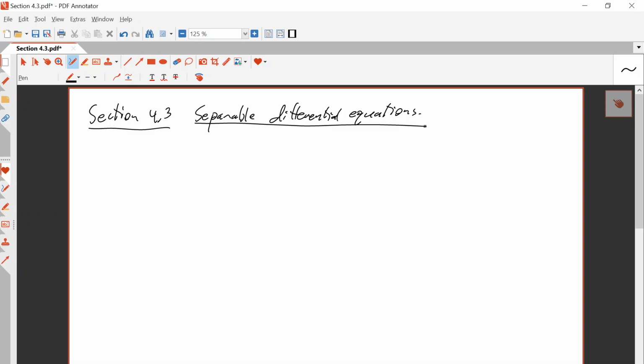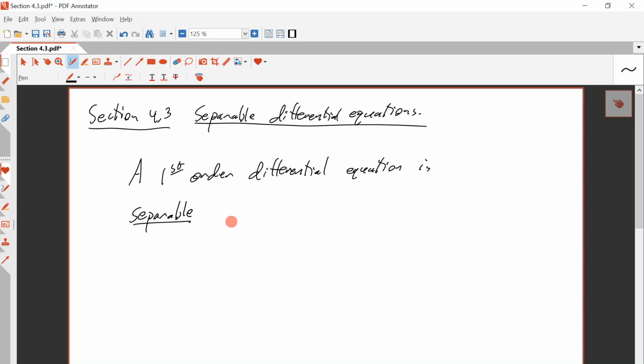So, as we were saying before, a first order differential equation is separable when it is of the form y prime equals f of x times g of y.